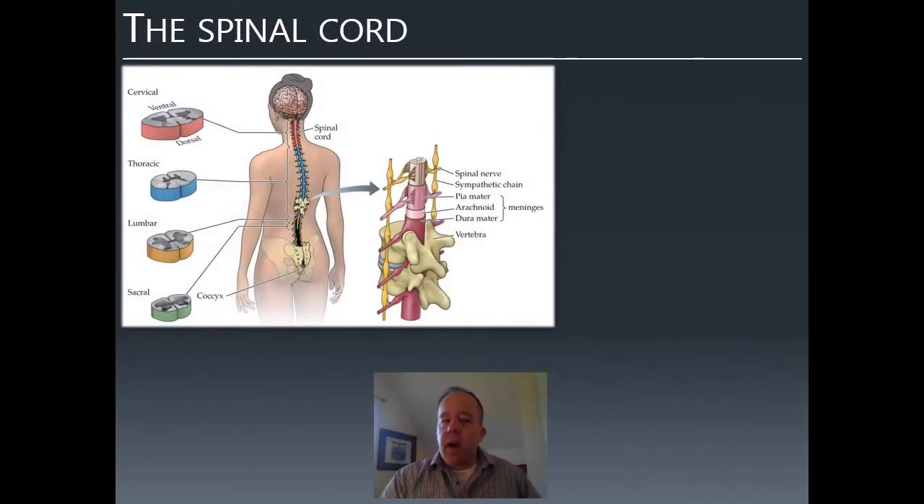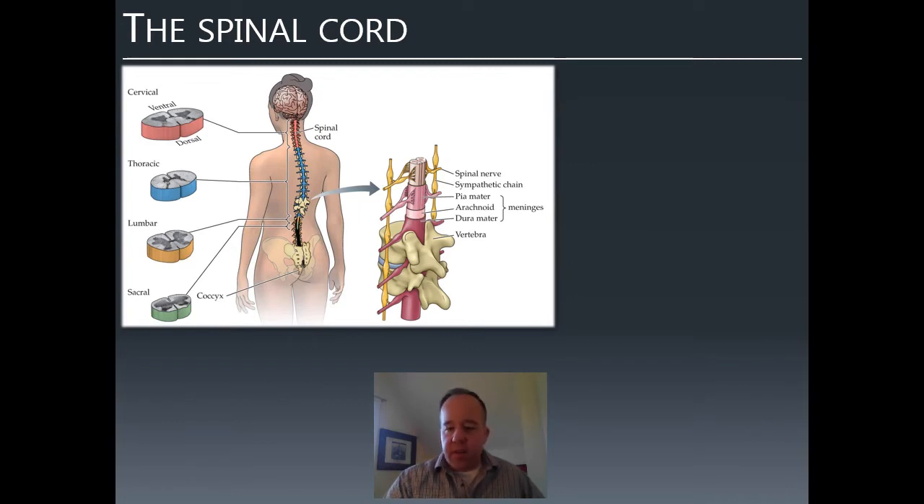Okay, the other big part of the central nervous system is, of course, the spinal cord. And so we see it here. And so we see different levels of the spinal cord on the left: cervical, that is up near the neck; thoracic, the chest area; lumbar in the lower back; and sacral toward the tailbone.